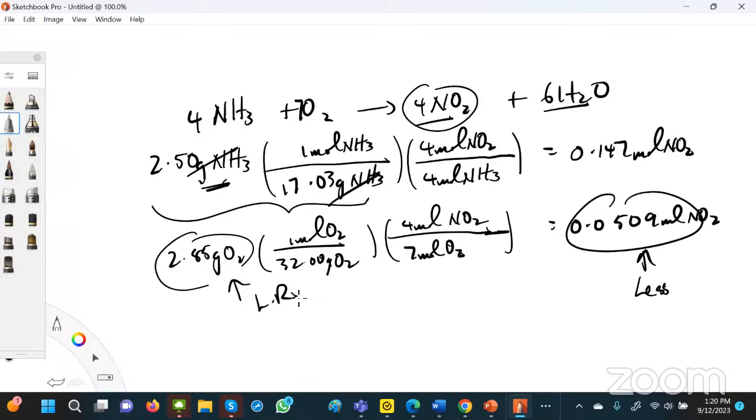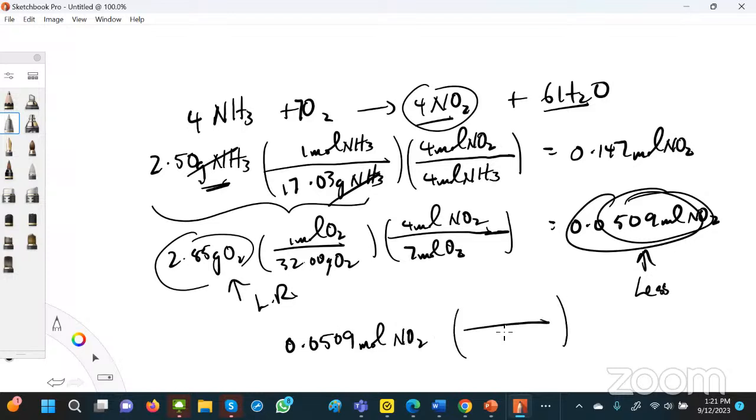The second part is asking how many grams of NO, that should be NO2, is formed. Well, that's easy. All we have to do is take this value here and convert it to grams. So that's 0.0509 moles of NO2. Then we convert to grams, which means you're going to have 1 mole of NO2 above, and the molar mass of NO2 would be 14.01 plus 32. So this would be 46.01 grams of NO2.